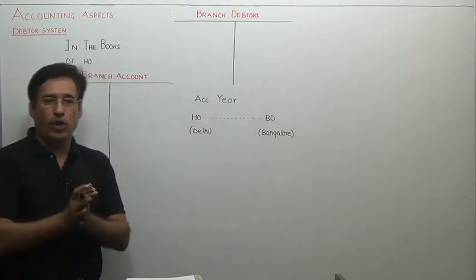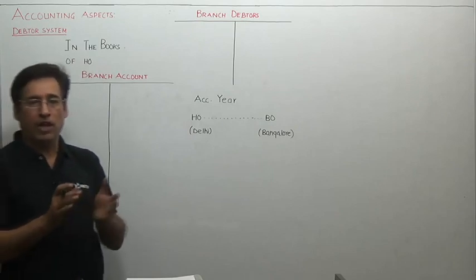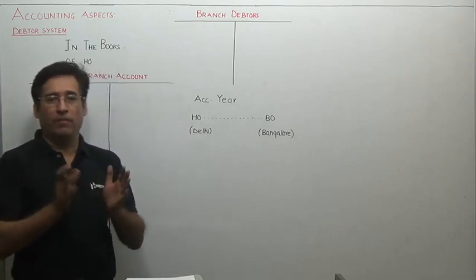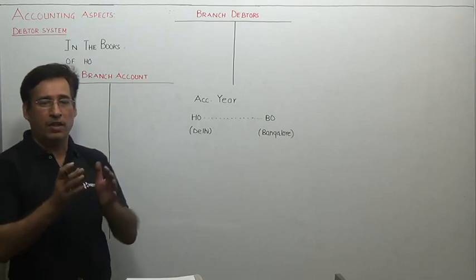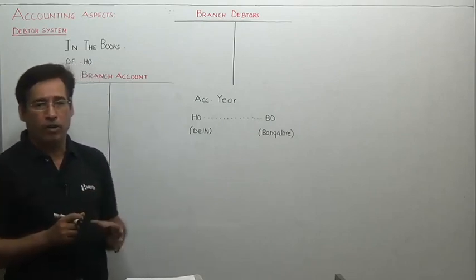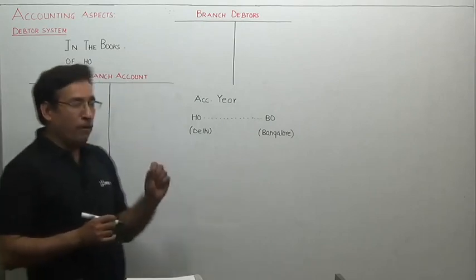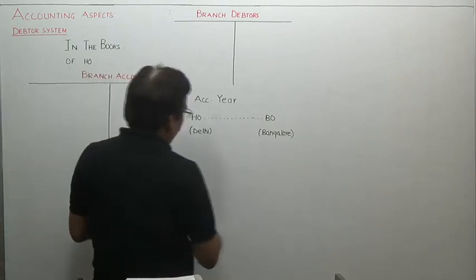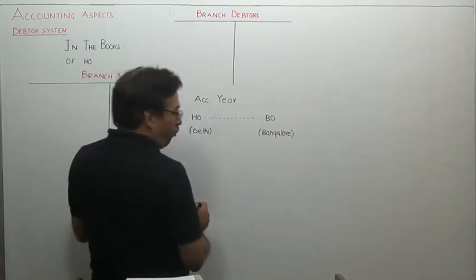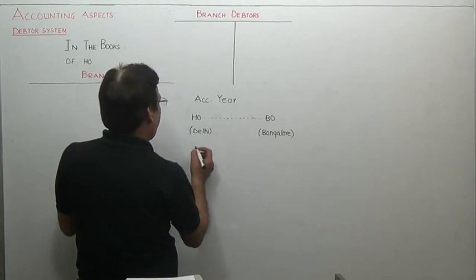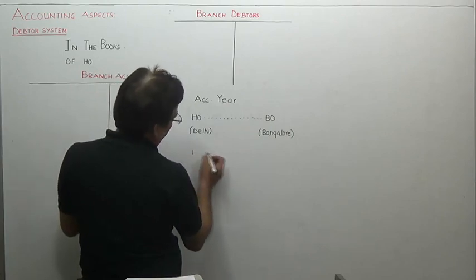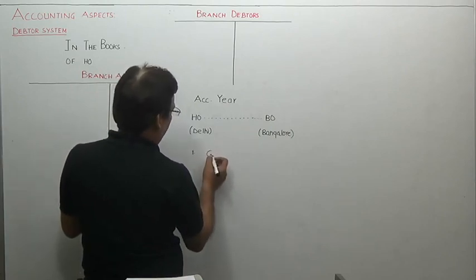First of all, you always presume yourself to be the chief accountant of the head office. That is the best way to understand the concepts and ideologies of accounting. Now, the first and foremost transaction which we would often face is that, suppose head office this year has sent goods to branch.